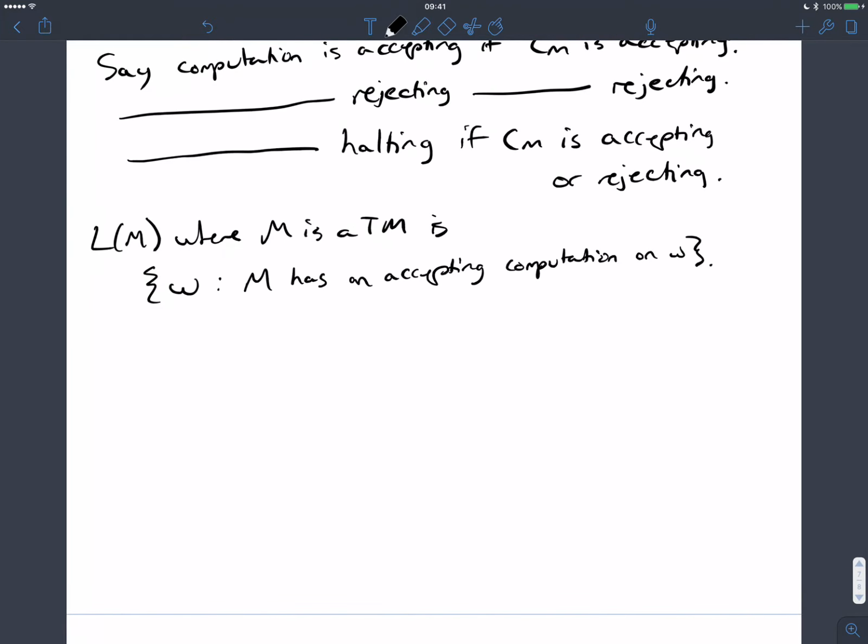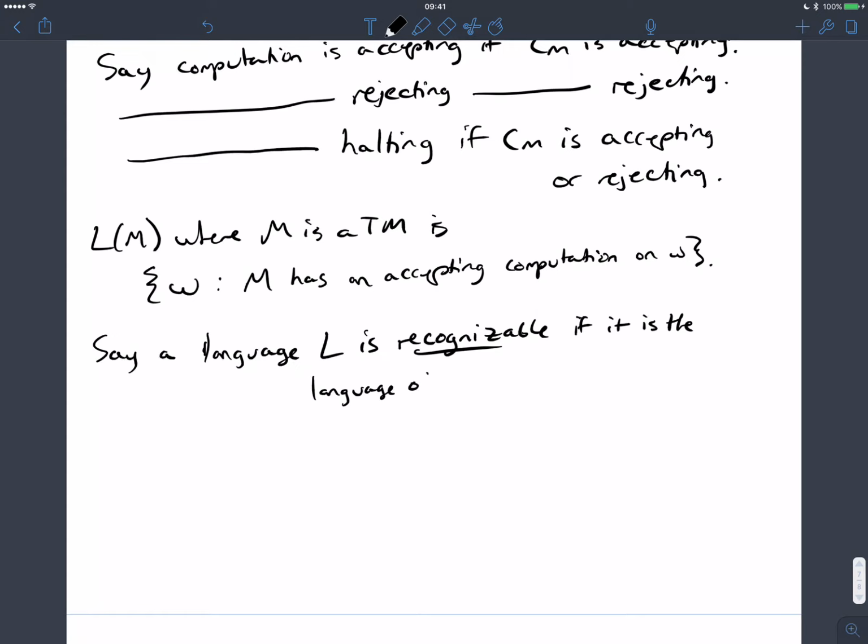Okay? So we say a language L is recognizable if it is the language of some Turing machine. So for example, the 0 to the 2 to the n example that we did before, that language is recognizable because we just made a Turing machine that has that exact language.